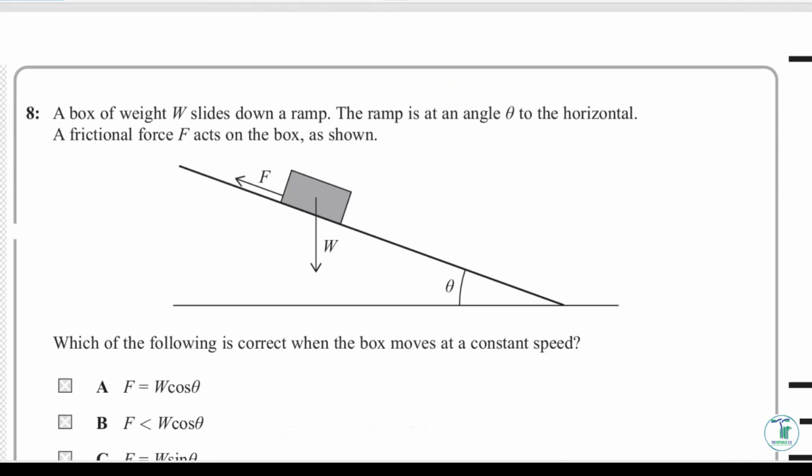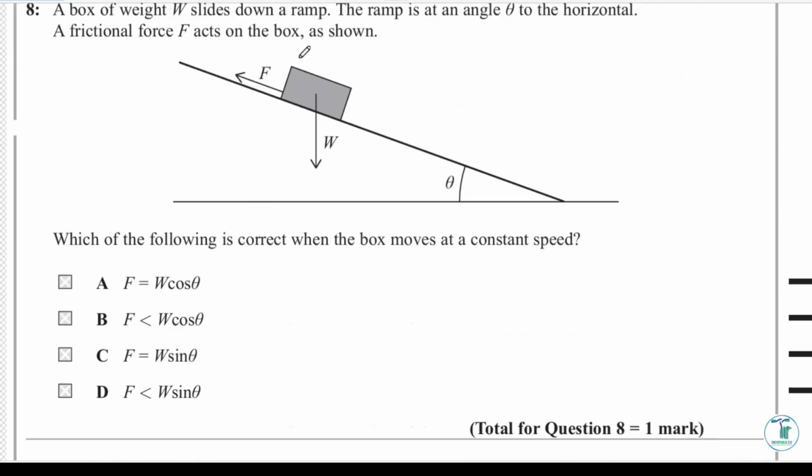Now, if you have got this question number 8, a box of weight W slides down the ramp, right? The ramp is at an angle theta to the horizontal. The frictional force acting on the box is shown. Which of the following is correct when the box moves at a constant speed? If the box is moving at a constant speed, the force acting in this direction must be equal to the backward resistive force. So what does that mean? This has to be the parallel component of weight, meaning thereby W sine theta. So F must be equal to W sine theta so that this box can move down at a constant speed, right? So that is why I'm going to go with option C.